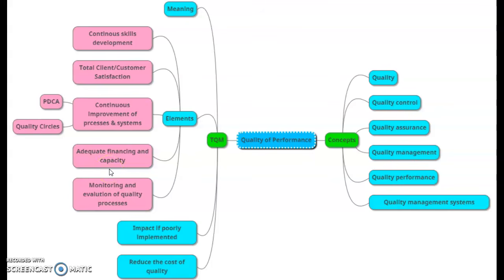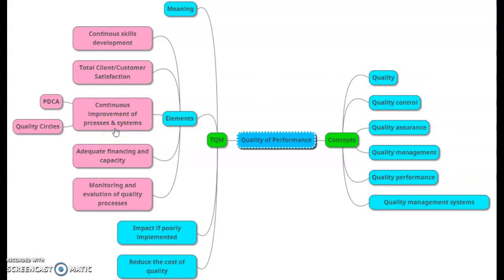Once you've done that, you need to explain how businesses can apply the PDCA model or steps to improve the quality of its products. Now, please note that the PDCA falls within the continuous improvement of processes and systems, as well as the importance of quality circles. So you'll have to explain the importance or role of quality circles as part of this element. So this is quite an important element to know.